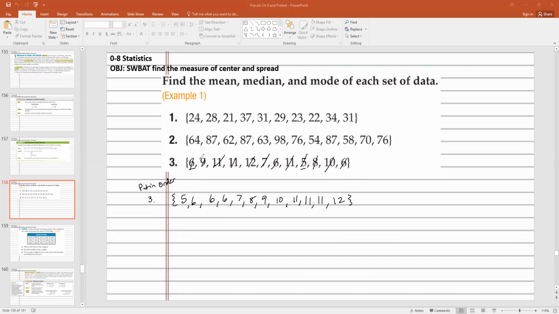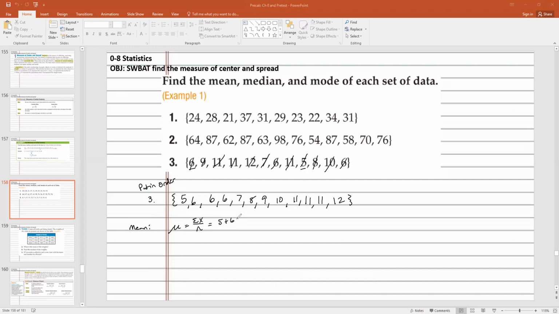And here, let's find the mean first. Okay, do you remember what the symbol looks like for mean? It's a mu. Okay, so we're going to add all the numbers. So remember, the sum of x over n. So here we're going to add all these numbers together.